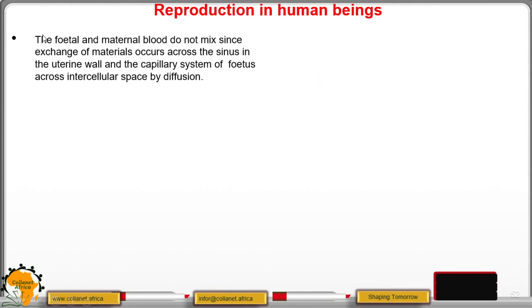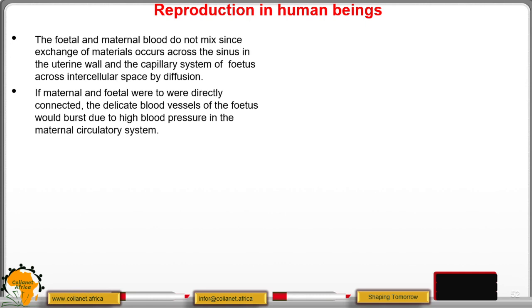We have said that the fetal and maternal blood do not mix, since exchange of materials occurs across the sinus in the uterine wall and the capillary system of the fetus, across the intercellular space through diffusion. If the maternal and fetal blood were allowed to mix directly, the delicate blood vessels of the fetus would burst or rupture due to high blood pressure in the maternal circulatory system, and of course that would be very dangerous to the fetus.